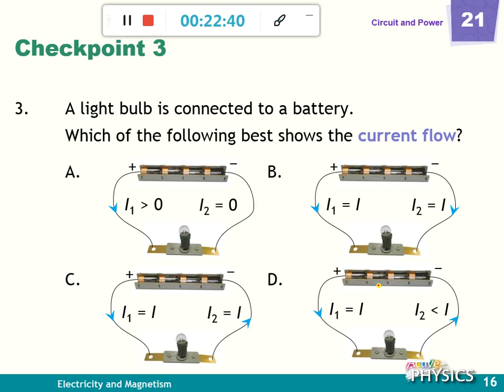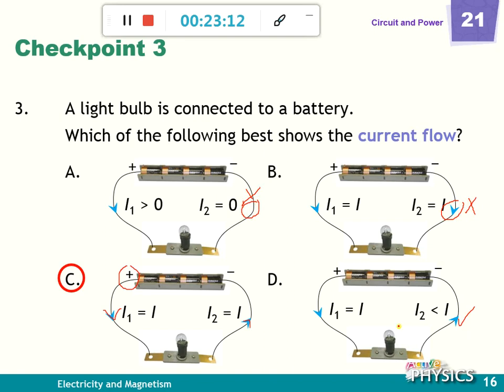Okay, question number 3. The light bulb is connected to a battery like that. Which of the following best shows the current flow? The current flow should start from the positive like that, all of them should be the same, and then come out to the negative. This one doesn't, so this one is wrong. This one is not the same direction, wrong.